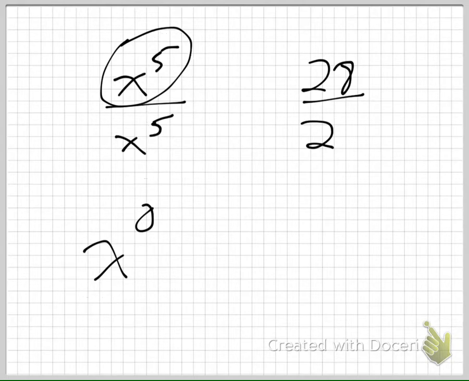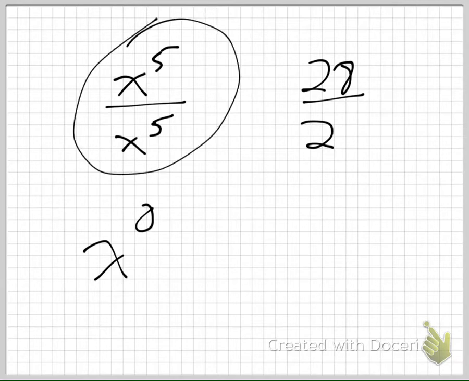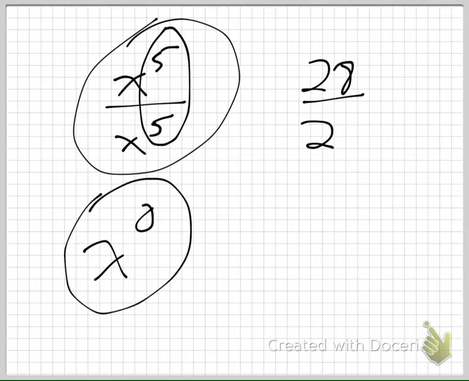Stop. We just decided that x to the 5th over x to the 5th is 1. No matter what, it's 1, right? Because anything over itself is 1. So then if we subtracted this, 5 minus 5 is 0, that means that x to the 0 is 1. You just said it, 1, right? So if anything is to the 0 power, the answer is 1.